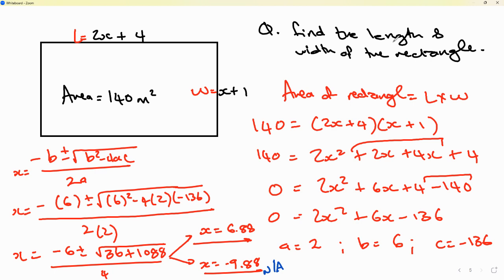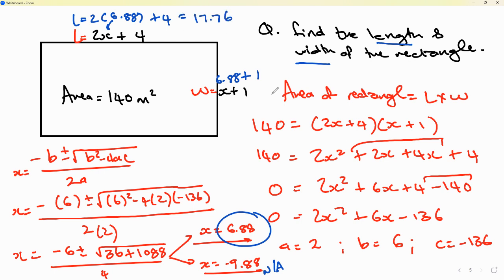We have not answered the question yet because we want to find the length and the width, which means we have to substitute this value in here to get 2 times 6.88 plus 4. And over here, take 6.88 plus 1 to get the width. So we take 2 times 6.88 plus 4, which is 17.76. And 6.88 plus 1 comes to 7.88. And so that's my two solutions: my length will equal 17.76 and my width will equal 7.88.